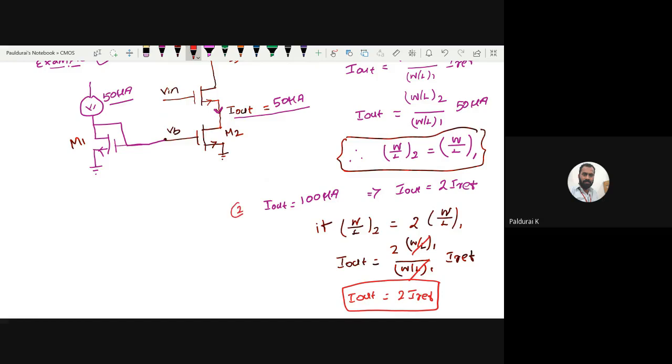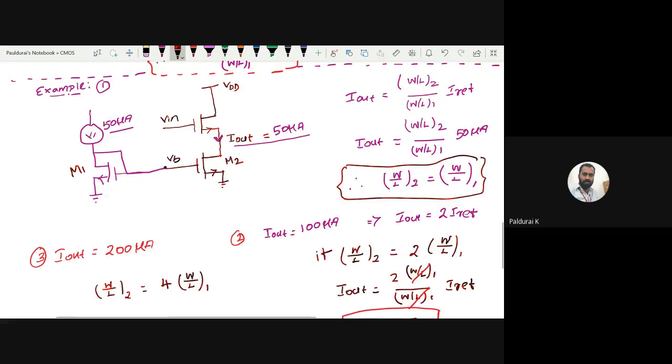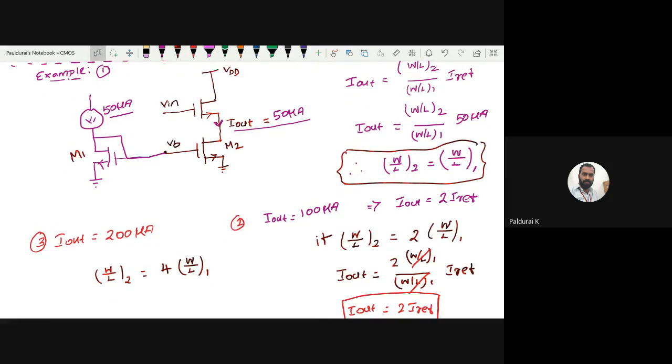Second example done. Third example, this time I want to generate I out equal to 200 microampere. This time what is the relation between width to length ratios? Anyone? Please unmute your mic and let me know the answer. 4 times the width to length. So width to length ratio of second transistor is 4 times width to length ratio of first transistor. So this is the way you can play. Okay. So any doubts so far? No, sir. Okay.